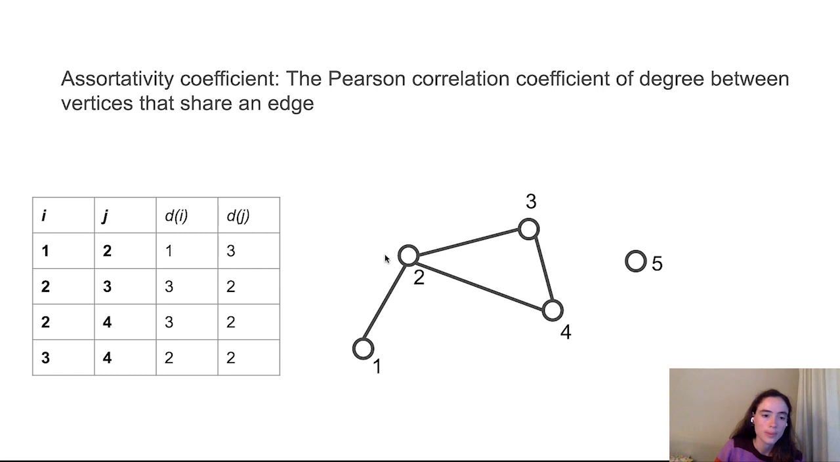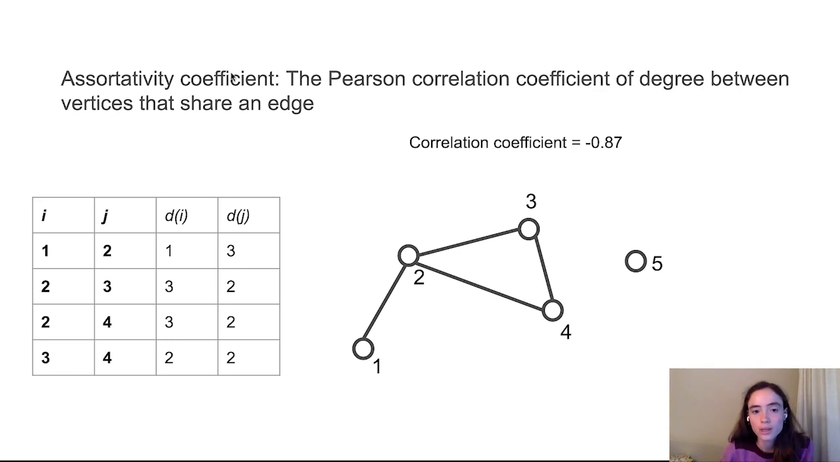So once we create this whole table, we have our 2 degree columns, and so the assortativity coefficient is just the Pearson correlation of these 2 columns. For this case, it's negative 0.87. So that indicates that the degrees aren't correlated in this graph, they are in fact anti-correlated. Vertices are more likely to be connected to other vertices with degrees different from their own. And so the assortativity coefficient can range from -1 to 1.